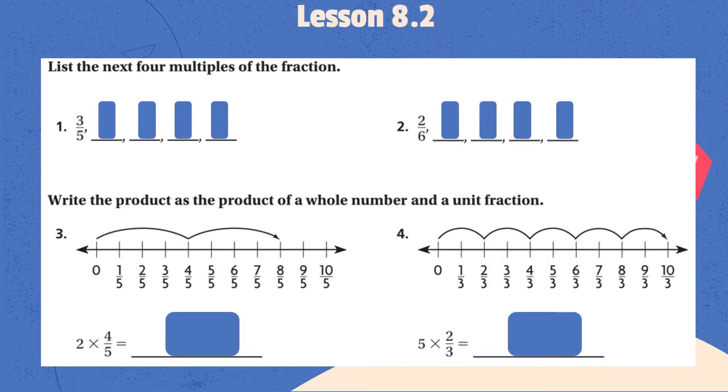Here it says list the next 4 multiples of the fraction. Remember multiples, we used to say that a multiple of 2, for example, is the table of 2. So multiples of 2 are 2, 4, 6, 8, 10 and so on. The multiples of 3, they're table 3. So we have 3, 6, 9, 12, 15 and so on.